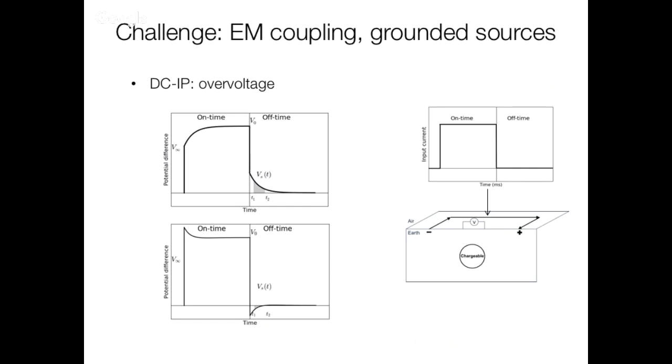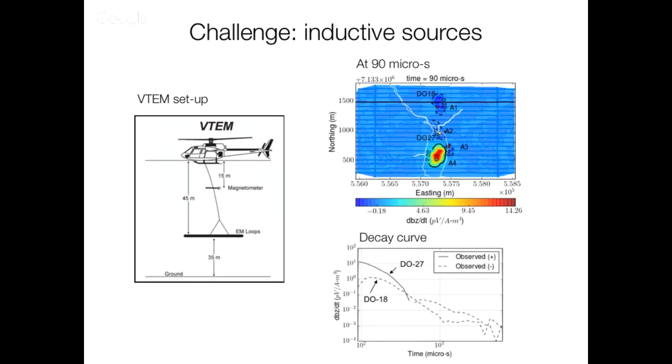But the challenge with EM coupling comes about in two cases. One is for grounded sources, which might look something like this. And then the moment that you turn this off, you've got this EM response that is generated. And the other is inductive sources, where we've got an inductive loop here. This is the region over those kimberlite pipes. There's actually two pipes. They behave quite differently. This is VTEM data that's acquired over top.